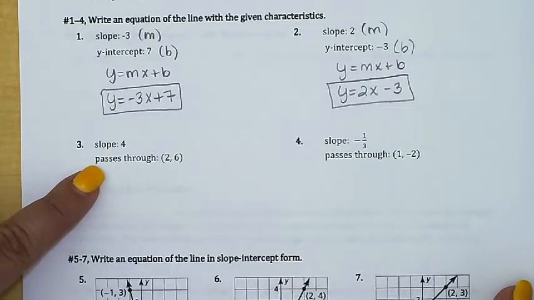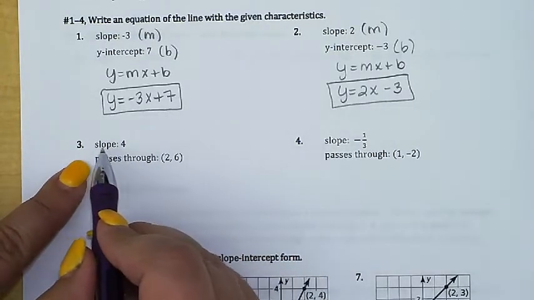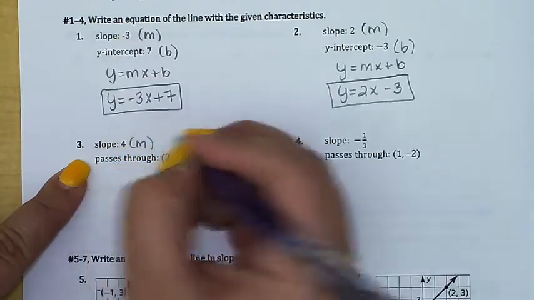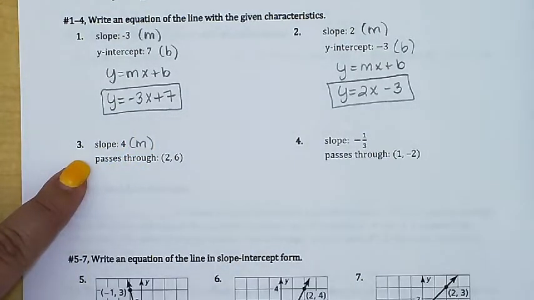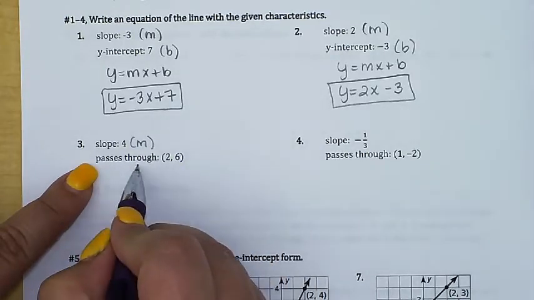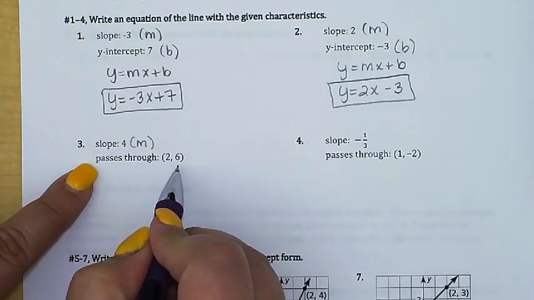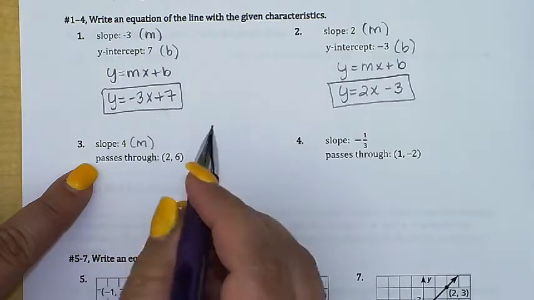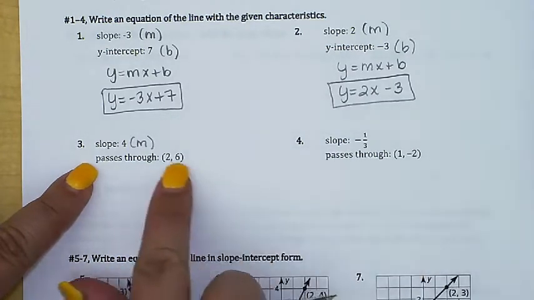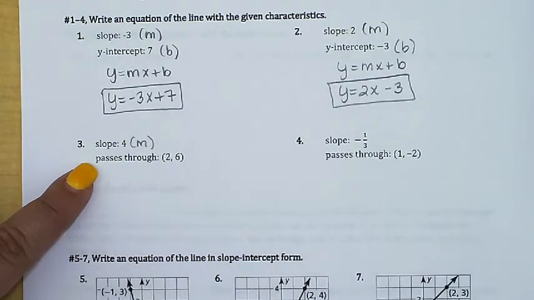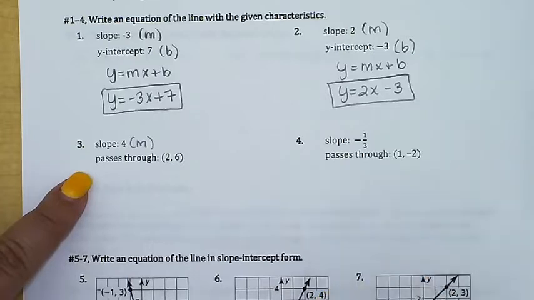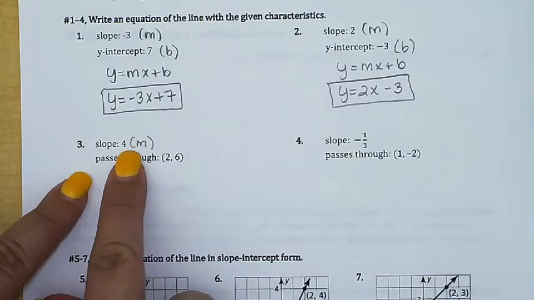It's a little bit of a step up. They tell me on number 3 that the slope is 4, so that's great. They still gave me m. That's my slope. But then instead of the y-intercept, they told me that the line passes through the point (2, 6). Okay? Here's the important part to remember. I still need b. They might not have given it to me, but I still need it. I have to find a way to find it. Okay? So let's talk about what we know. Well, we know that the slope is 4.